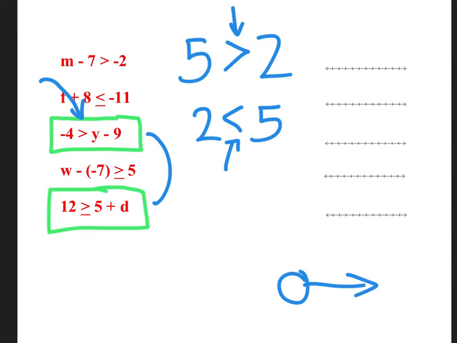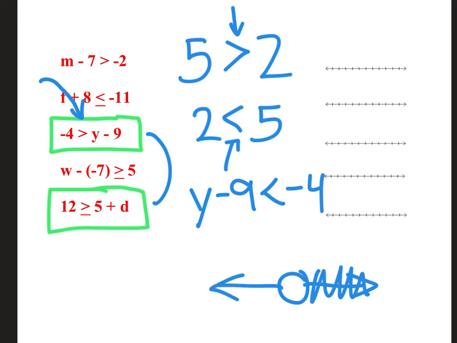So what I'm going to have them do is rewrite it as y minus 9. I'll flip the -4 over to the other side. And when we do that, we actually flip the symbol. So when I go to graph it, I won't be graphing a greater than like I thought. I'll be graphing a less than. So that's one of the reasons we talk about flipping the problem and flipping the symbol, because we really want to flip it to what the graph looks like, in my opinion.